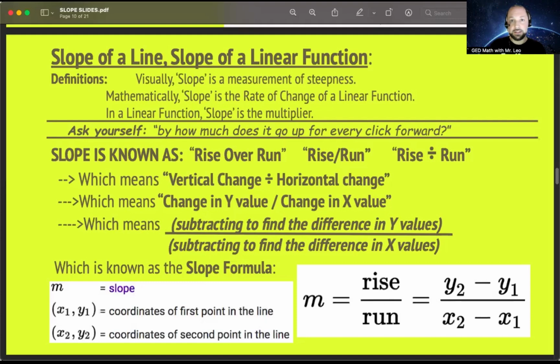All right. Slope Part 2. This is where we left off in Part 1. These are all the definitions. This is a pretty crazy page. I made this page. This is everything I could tell you about slope in one place.